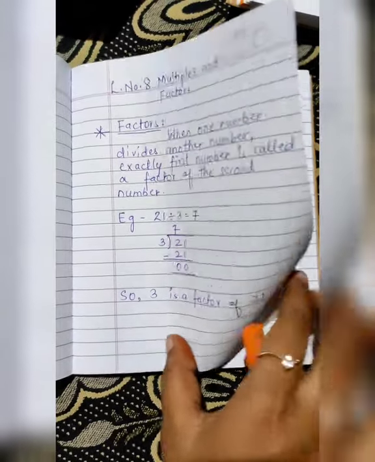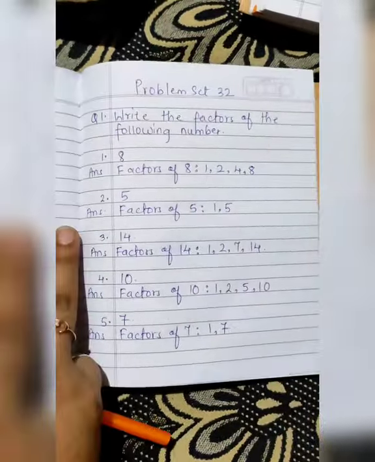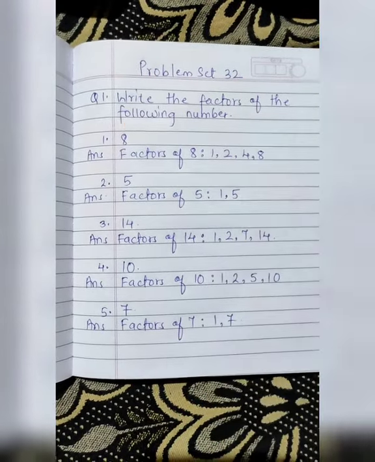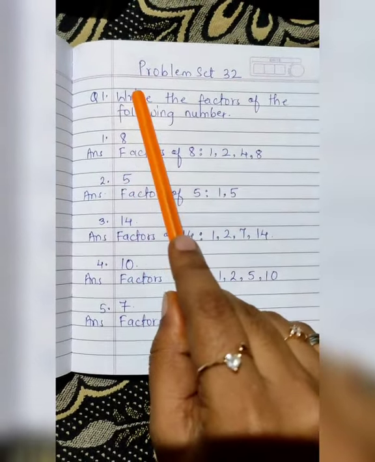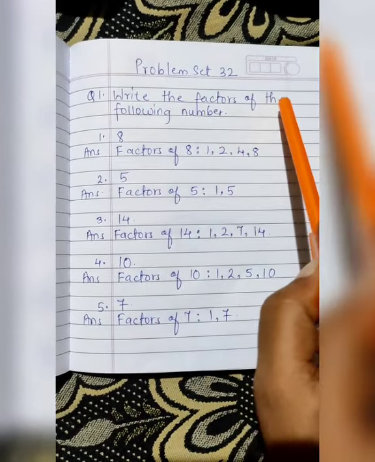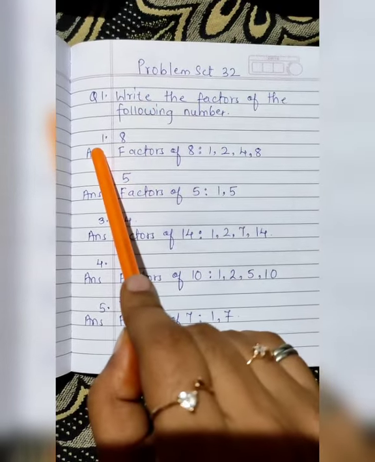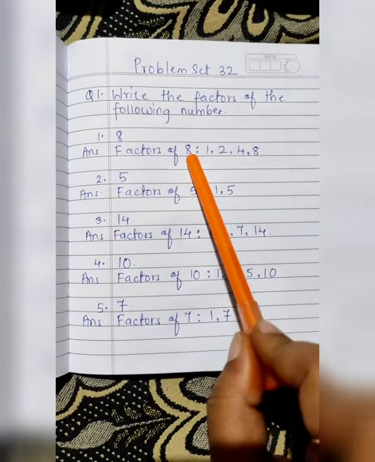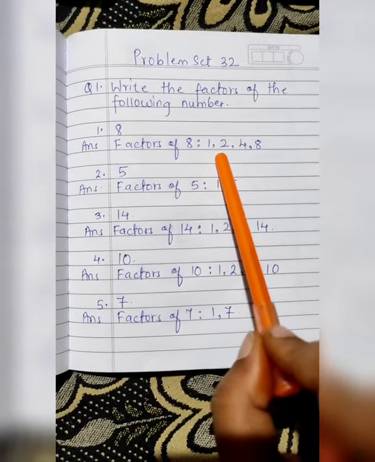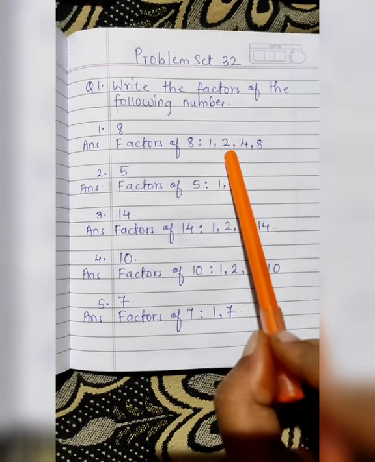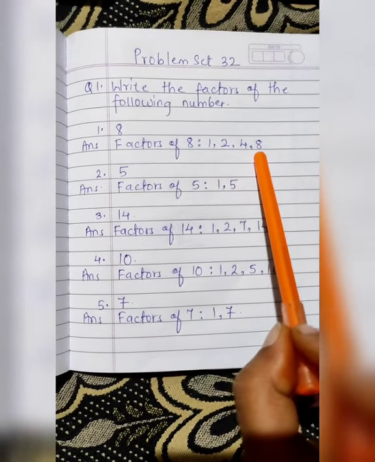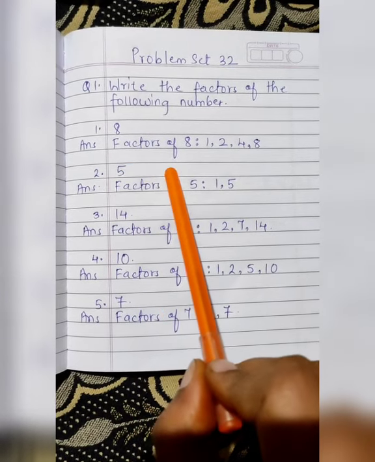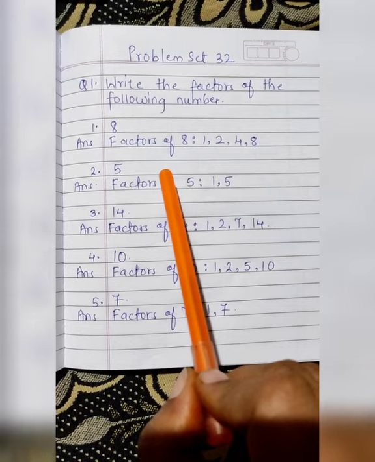Then take a new page and write on the margin, problem set 32. Copy the first question. Write the factors of the following numbers. First one is 8. Answer: factors of 8. That means in which tables does the number 8 come? 1, 2, 4 and 8. Then second question, write as it is. I have written in very neat and tidy handwriting.